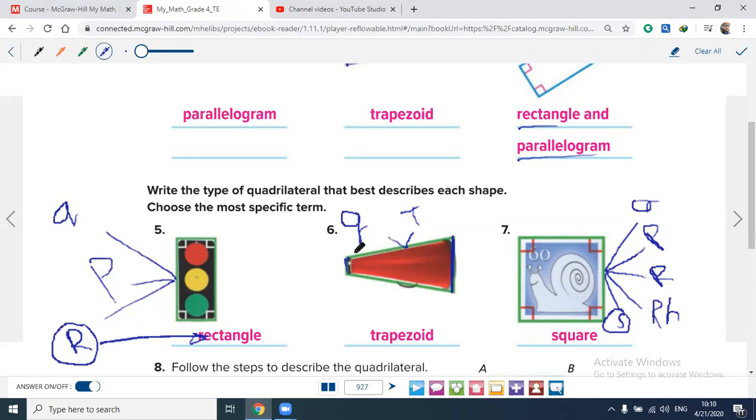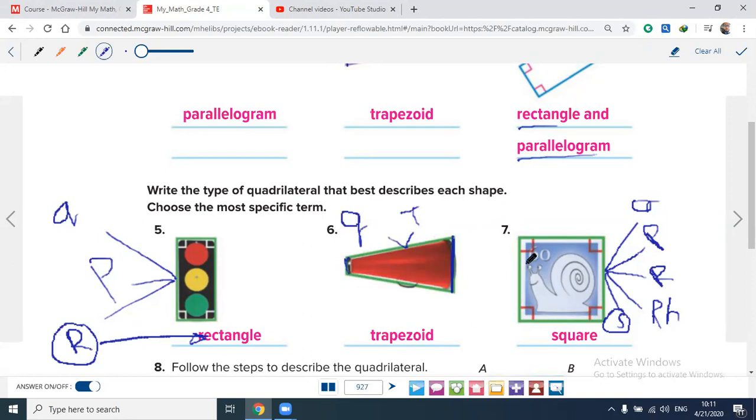Here I have a quadrilateral because it has four sides and four angles, but only one pair of parallel sides. It will be a trapezoid. I can name it by two names, quadrilateral and trapezoid. But the most specific term will be trapezoid.